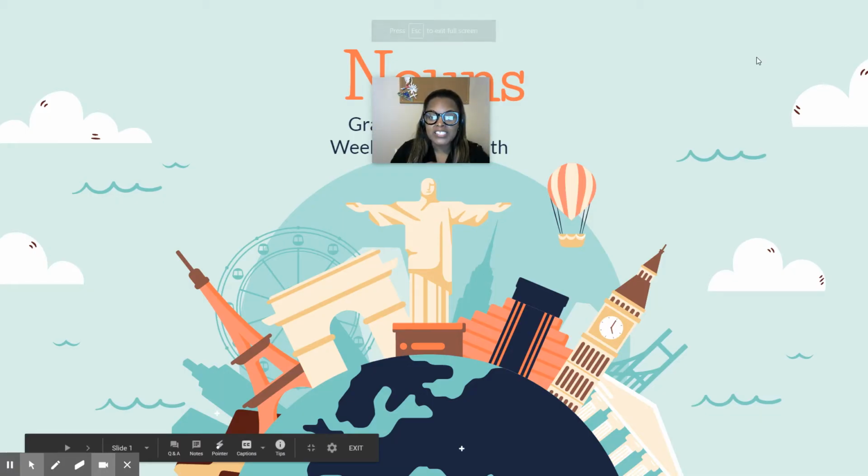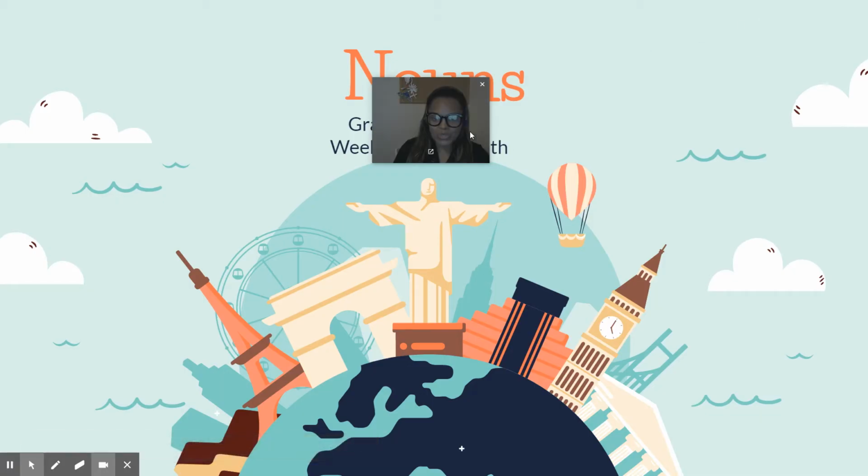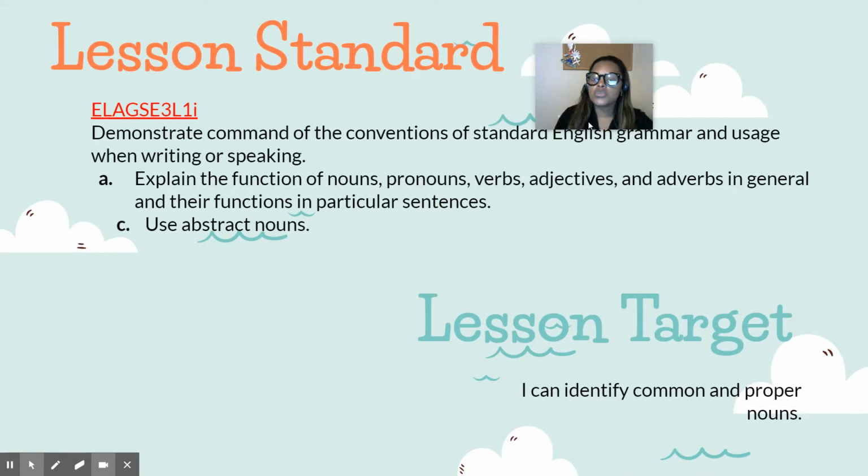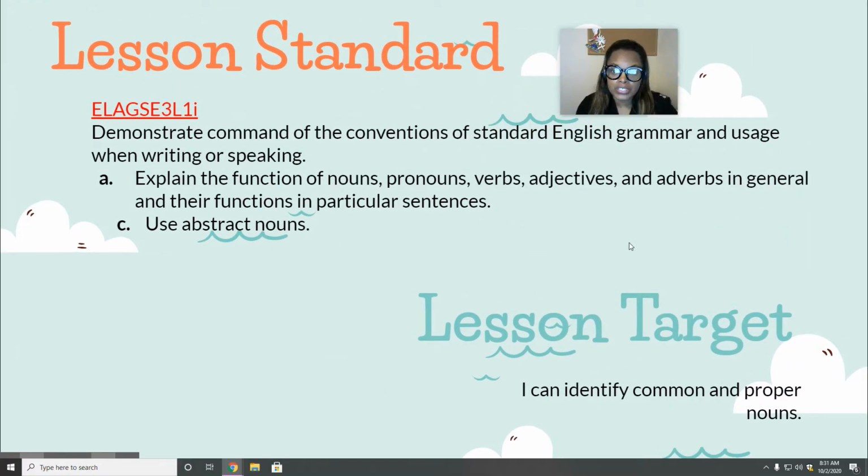Today's grammar lesson is about nouns, okay? Don't worry about the date. So we're going to talk about nouns. Let's get into it. So here's our lesson standard. This is the state of Georgia lesson standard, okay? So if it doesn't match yours, that's fine.